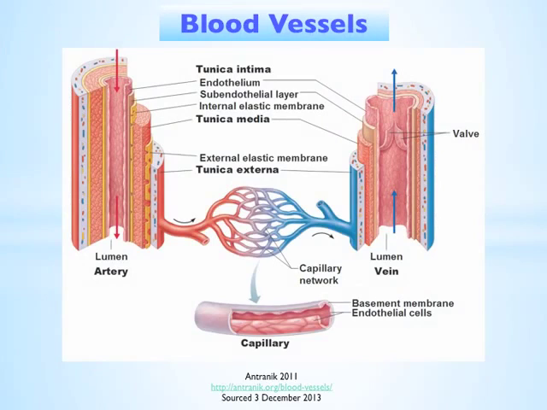Looking at the blood vessels in more detail, we've got the tunica intima, which is the innermost layer, a single layer of endothelial cells on a basement membrane. Tunica media, which is smooth muscle with elastic tissue, much thicker in the artery than in the vein. Then we've got tunica externa, or tunica adventitia is the other word for that, which is made up of connective tissue. Arteries have a smaller lumen, the passageway through which blood flows, compared to veins. And you'll notice the valve there in the vein, which stops backflow of blood. In the capillary network, a capillary is very simple: a single layer of endothelial cells on a basement membrane.